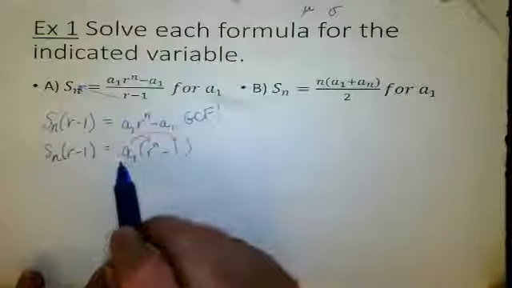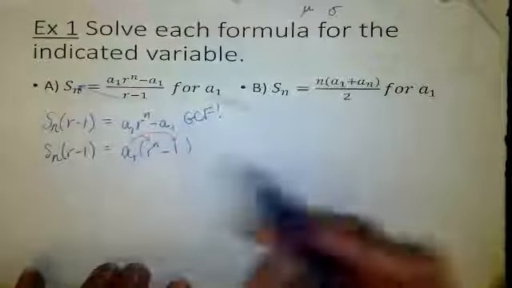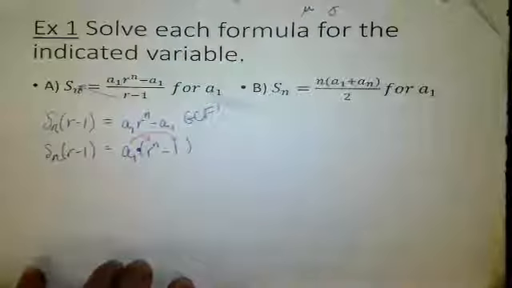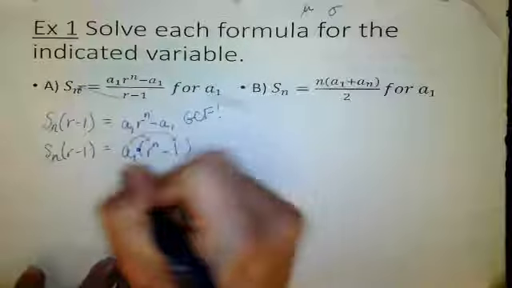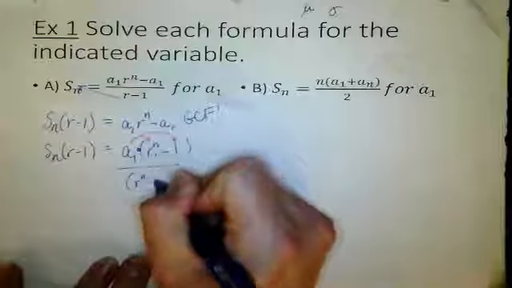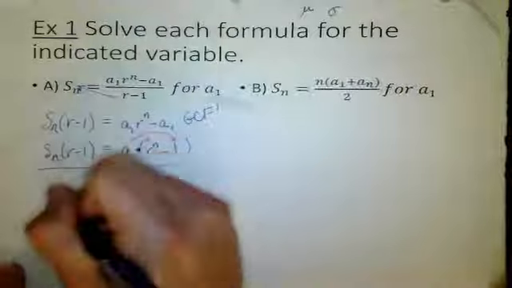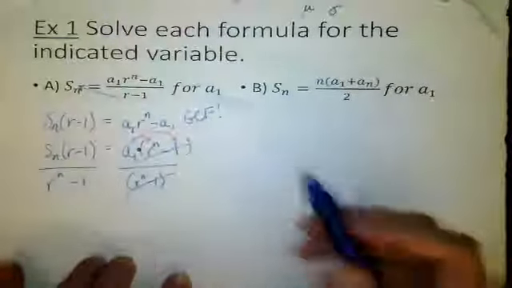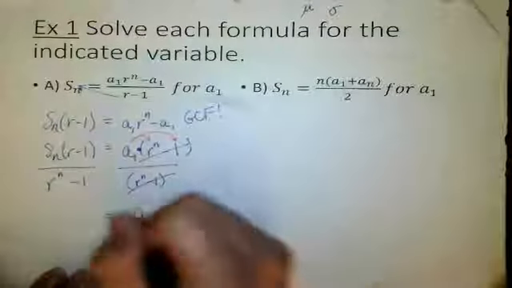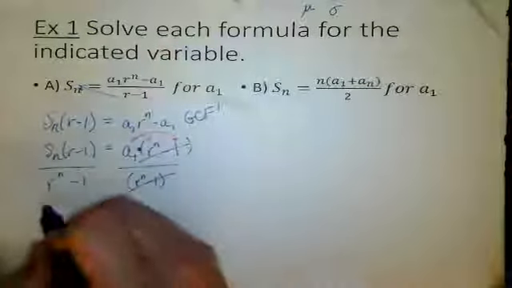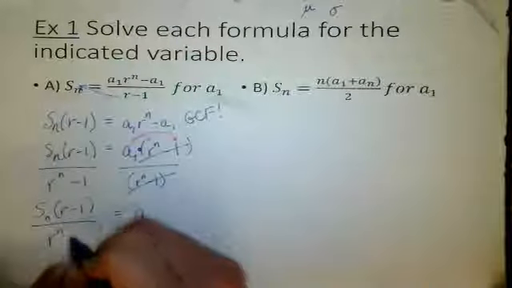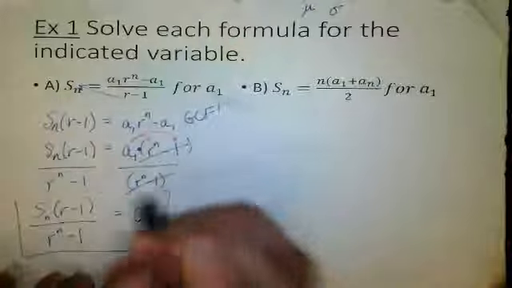Now you'll notice the A sub 1, I only have one of them. That's good. I'm trying to get it by itself. This is A sub 1 times this entire group. How do I get the A sub 1 by itself? Divide by the entire group. Crazy. This is incredibly complicated, ladies and gentlemen. And if you understand that, then that's remarkable. A sub 1 is equal to S sub n quantity R minus 1 over R to the n minus 1. And this is a lovely answer.